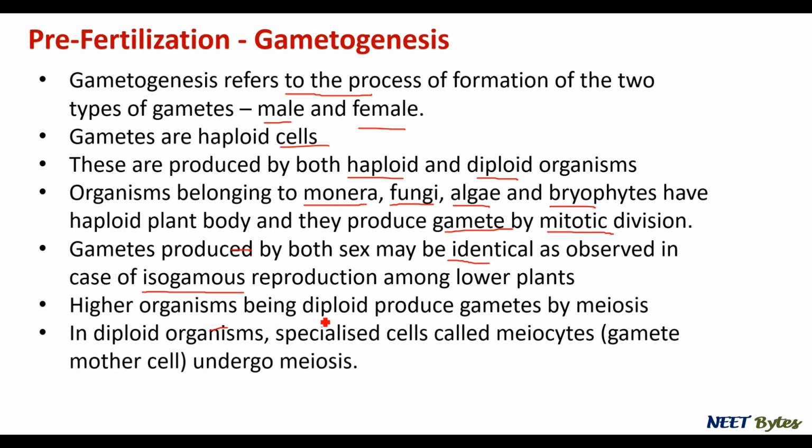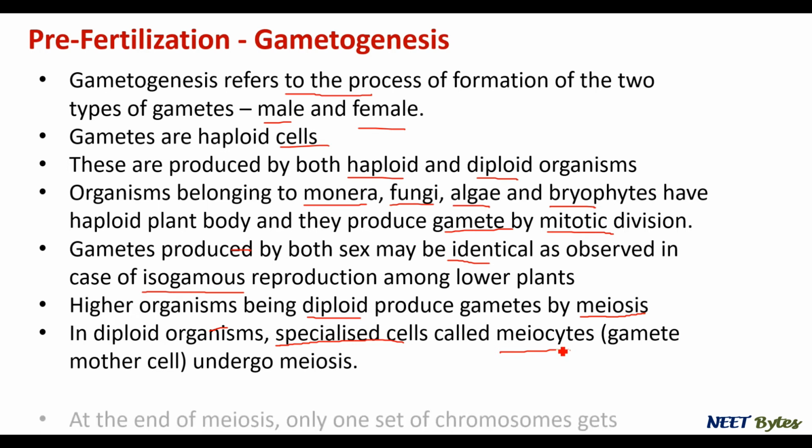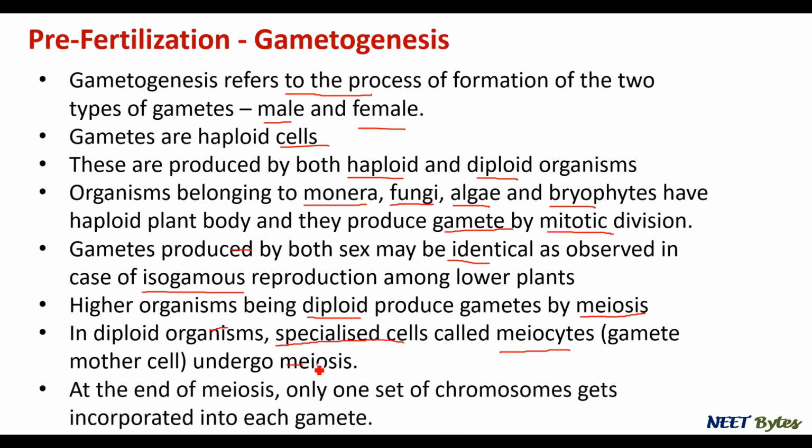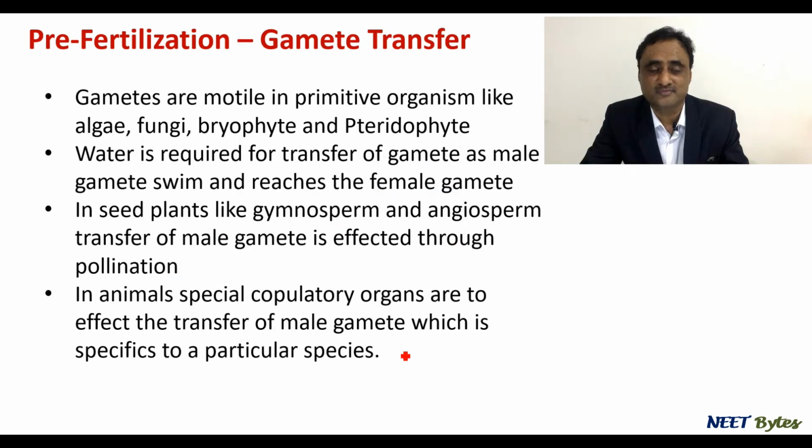On the contrary, higher organisms are diploid, and in them the gametes are always produced by meiosis. In diploid organisms, there are specialized cells called meiocytes or gamete mother cells. They undergo meiosis and form the gametes, right? At the end of meiosis, there is only one set of chromosomes, and that gets incorporated into the gamete. When two gametes come together, they restore the original chromosome number. So that is pre-fertilization gametogenesis, right?